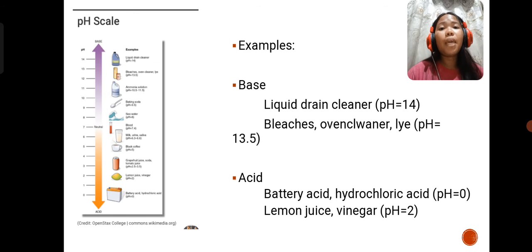So, the lower the pH, the more acidic the solution is, and the higher the pH, the more basic the solution is. So, the pH scale measures how basic or how acidic the solution is. What you should remember is that if it is over 7, the pH is base, if under 7 it's acidic, and if neutral it is 7. An example of neutral is water, H2O, since it is neither acid nor base.